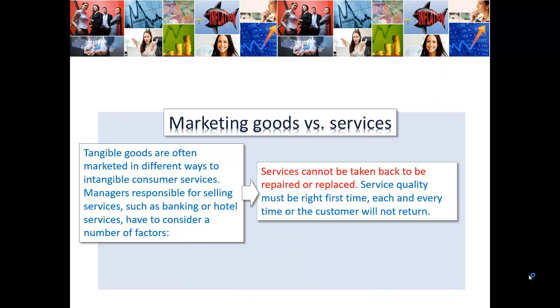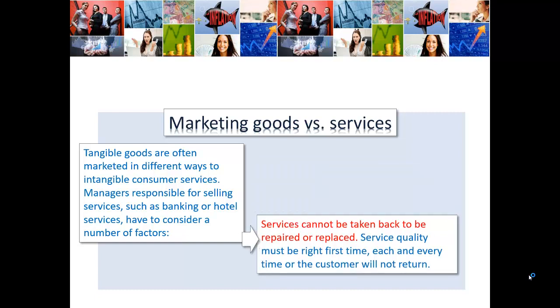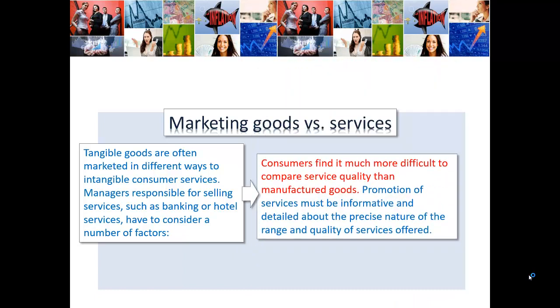A service can't be taken back to be repaired or replaced. So service quality must be right first time. You walk into the hairdresser, you get your hair cut. A bad haircut is not easily fixed. If it's not right each and every time, the customer's not going to return.